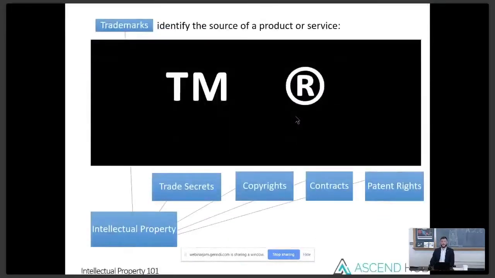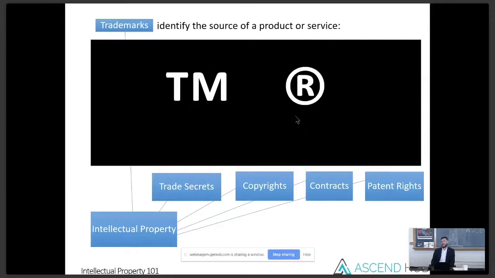Again, I'll drive home the point that when you have not yet registered your mark, you use TM. That tells other people that you're claiming that as your trademark. Once you've registered the mark with the U.S. Patent and Trademark Office, you use circle R to indicate that you are reserving full rights in that mark, and the rights are reserved to a specific rights holder already.